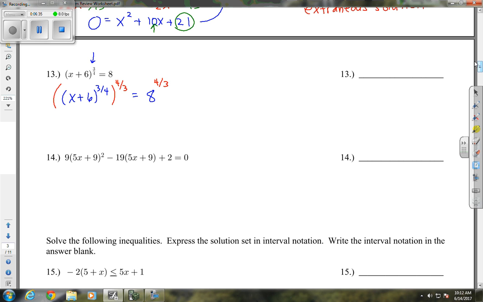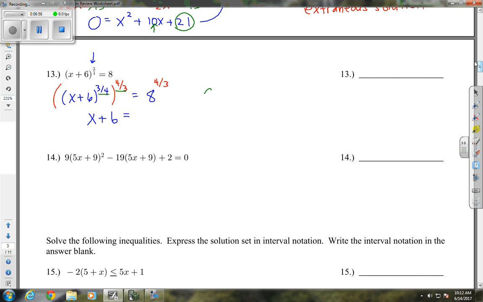On the left side, whenever I have a power to a power, I should multiply those powers. 3/4 times 4/3 is 1. That will always work out to be 1 when you use that reciprocal operation. That side's pretty easy. The right side, well, we got to work on simplifying this.